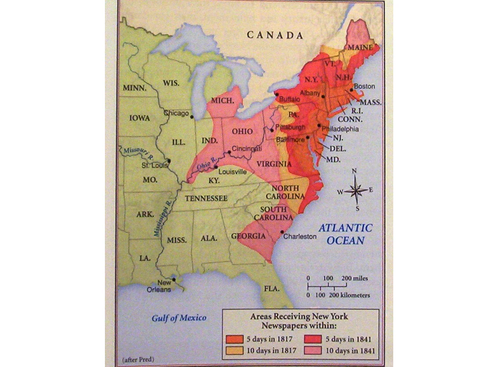A couple other maps just to show you. If you look at the two colors of orange and red, that's how long it took newspapers to travel in 5 days.